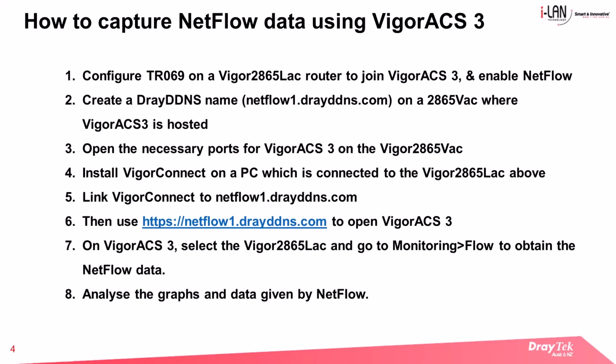So here is the list of steps that we will follow for this exercise. That is, configure TR069, create DrayDDNS, open ports, install VigorConnect, link the VigorConnect to VigorACS, and then use HTTPS to open the VigorACS before selecting the target router 2865 LAC to look at the flow data collected, and finally analyze the graph and charts given by the VigorACS.